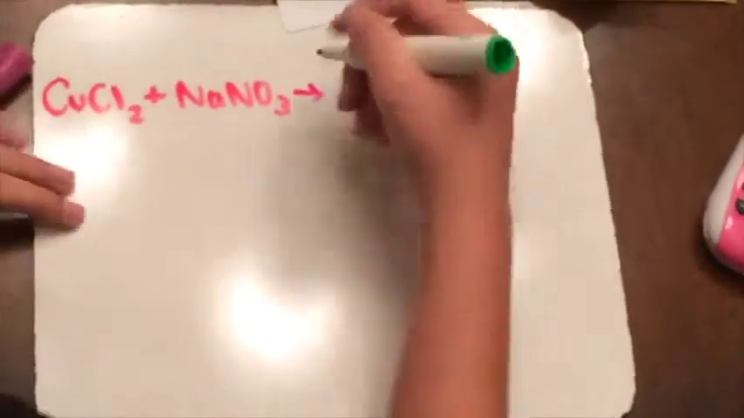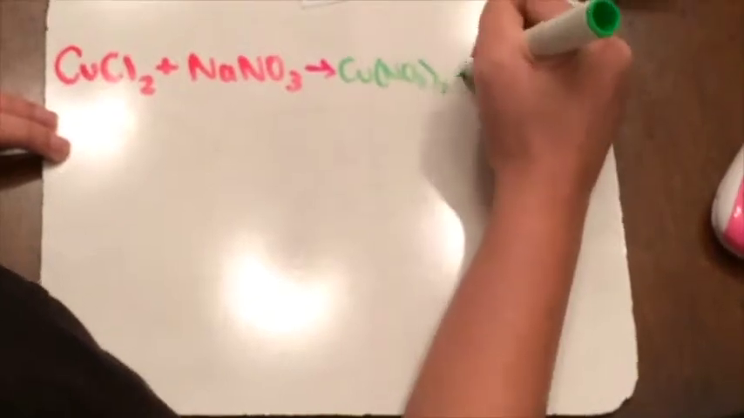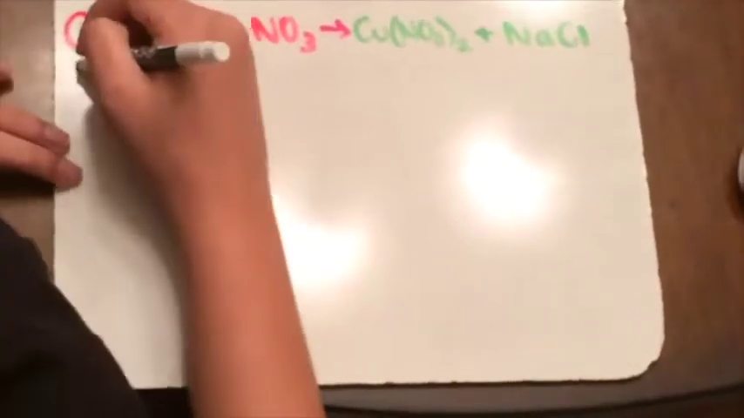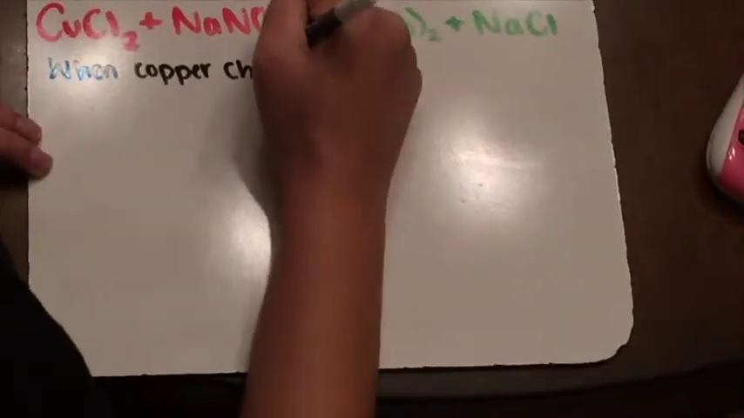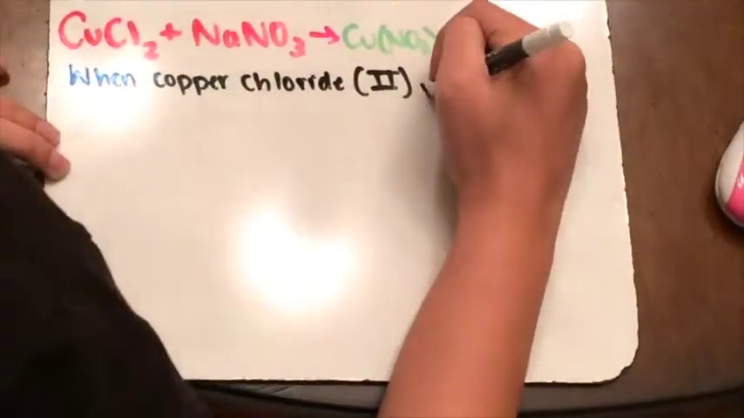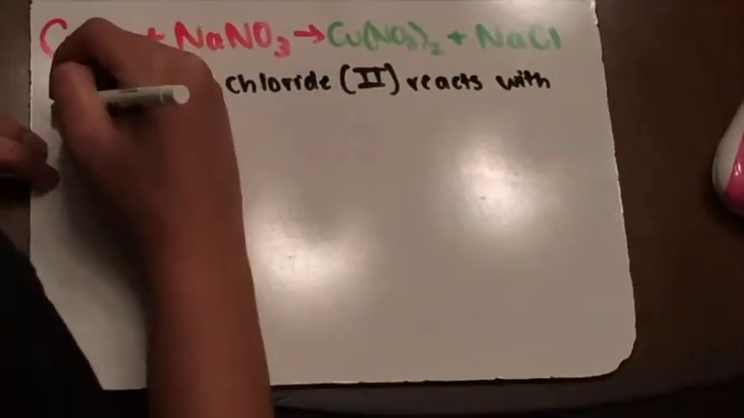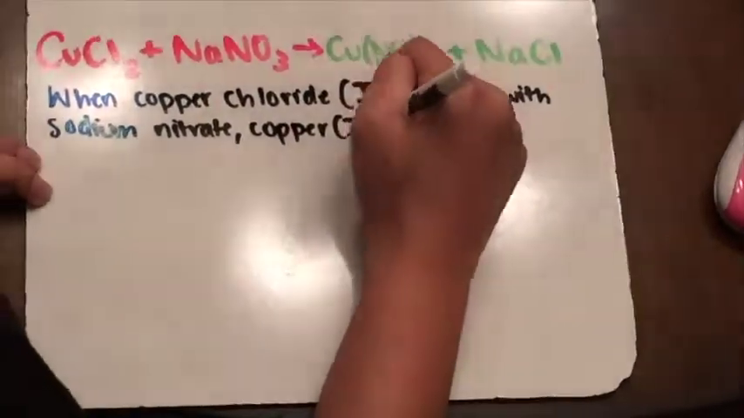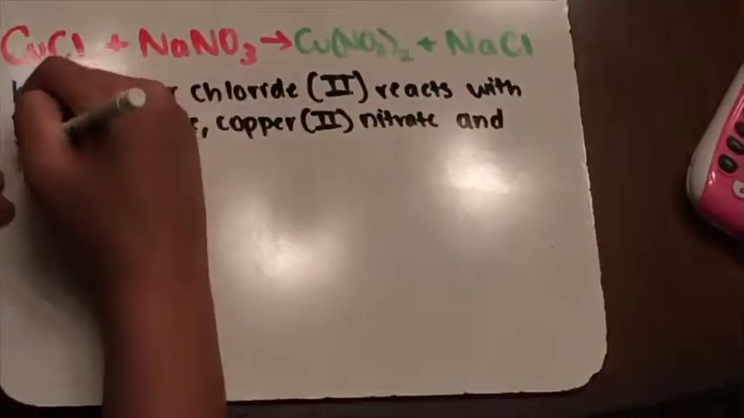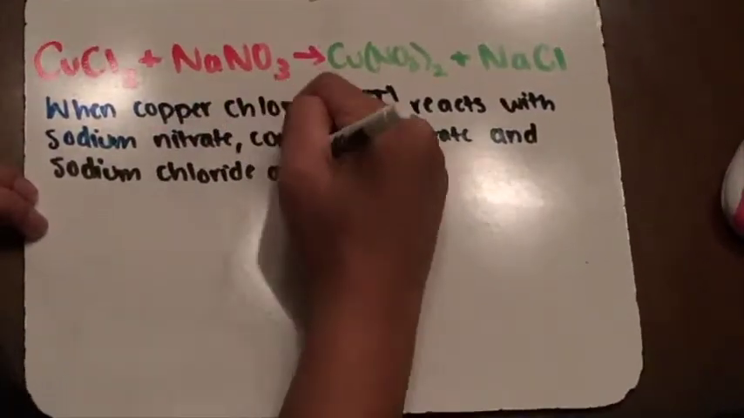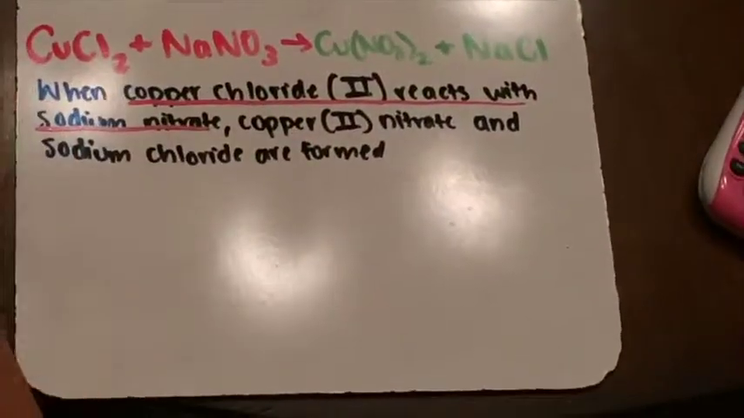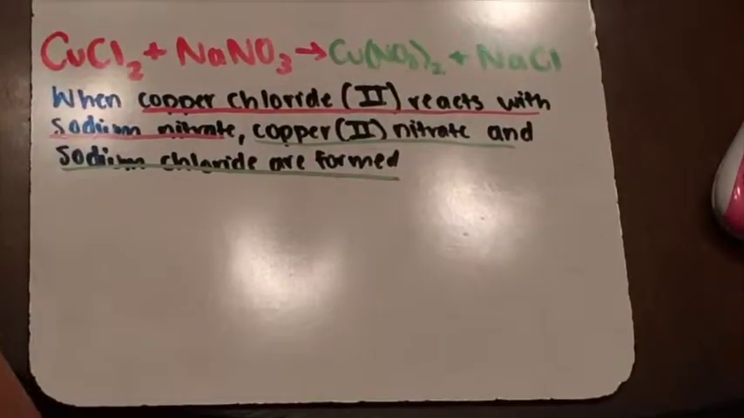So first we're just looking at our original unbalanced equation. So here it is written out. So basically the equation is saying that when copper chloride and sodium nitrate, and that's the 2 there, the 2 is the oxidation number. So when copper chloride reacts with sodium nitrate, copper nitrate and sodium chloride are formed. So that's the basic question, and that's just showing the reactants and the products in those colors.